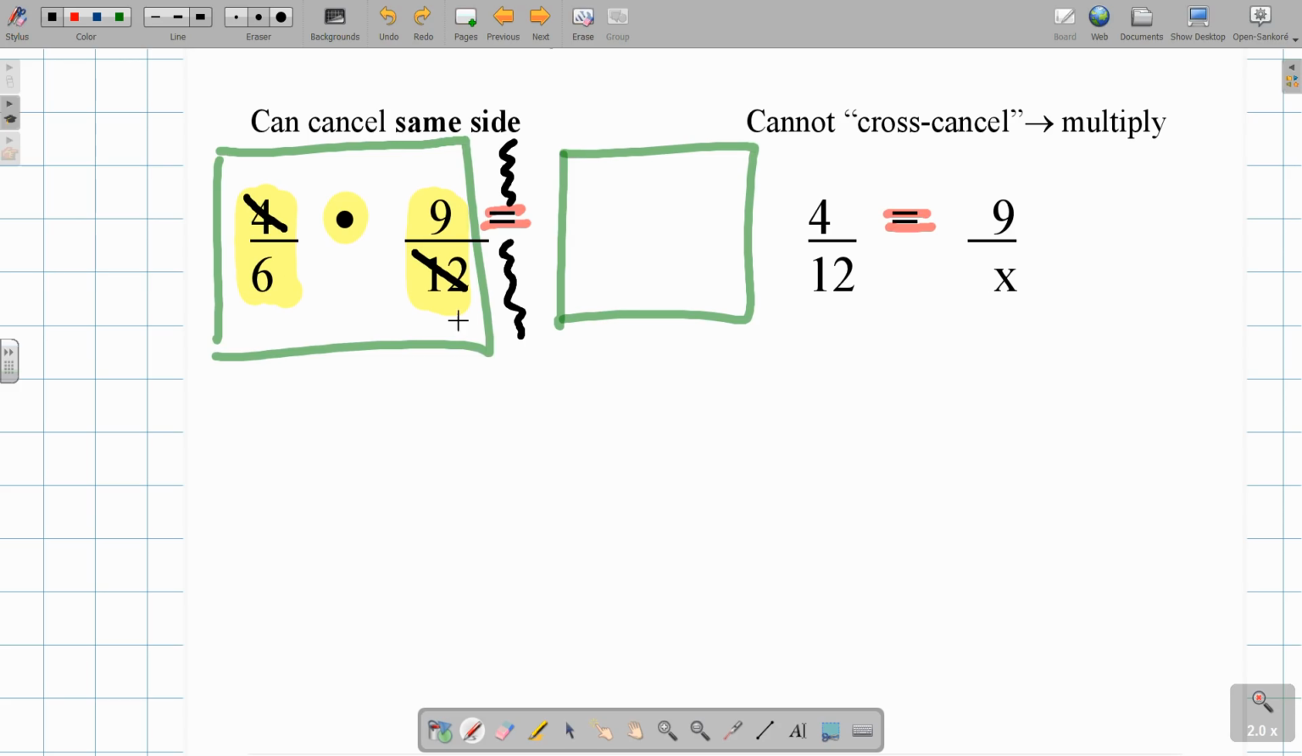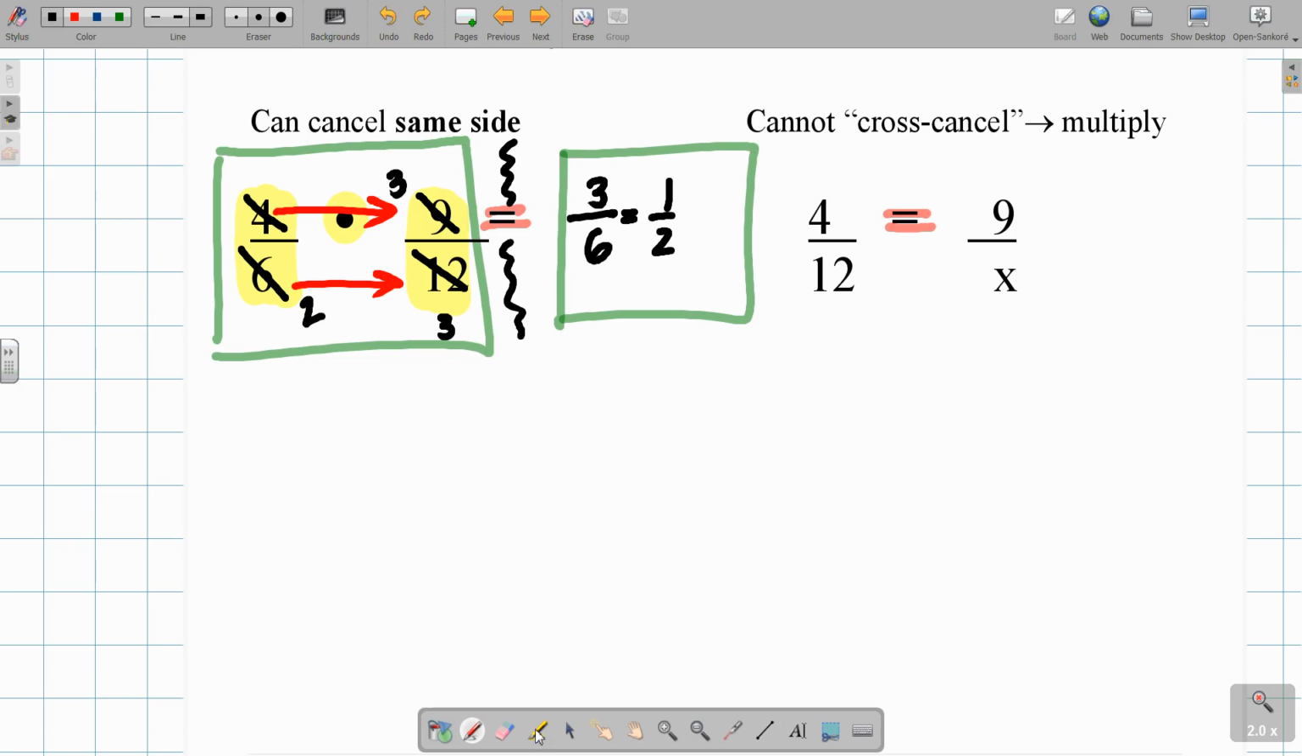4 goes into 12 3 times. 3 goes into 6 twice. 3 goes into 9 3 times. Then you multiply straight across, and you're going to end up with 3 over 6, which reduces to 1/2.